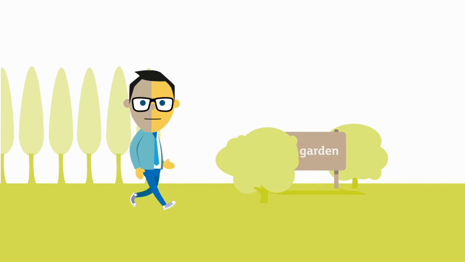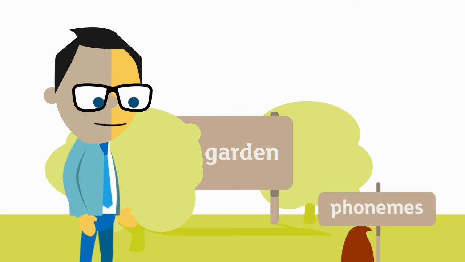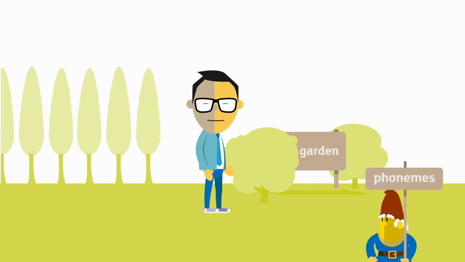Phonics is a way of teaching children to read and write. Here's how it works. English is made up of around 44 different sounds. We call these sounds phonemes. Like all languages, English has an agreed code for how we write these sounds down.